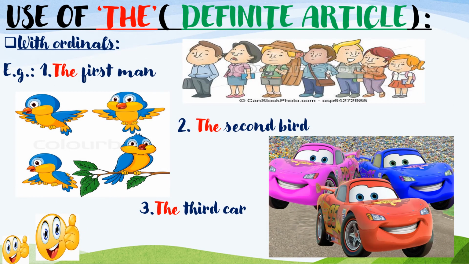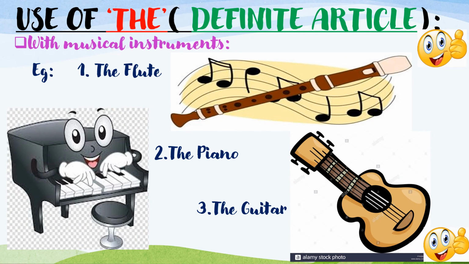Article the is also used with ordinals. Example, the first man. If you want to talk about the first man who is standing in the queue, you can mention the first man from the queue. And the second bird, the third car. So article the is also used with ordinals. It is also used with musical instruments such as the flute, the piano, and the guitar. You use article the with all the musical instruments, not only these three.